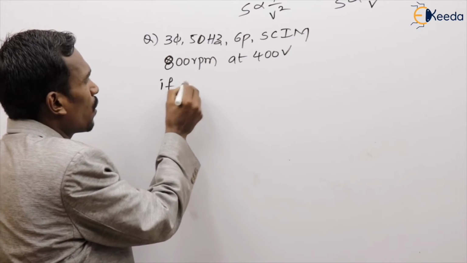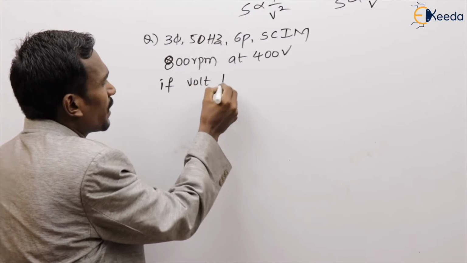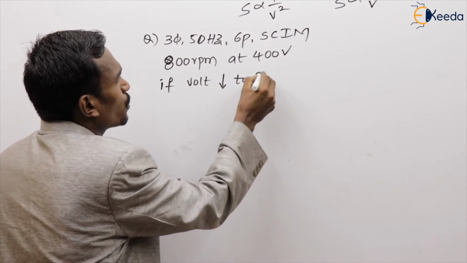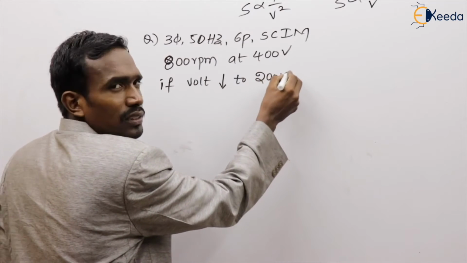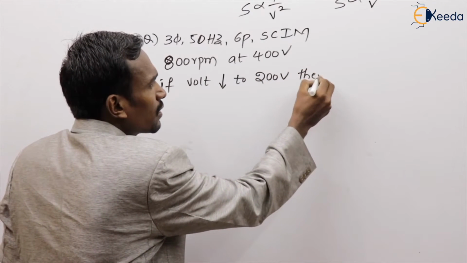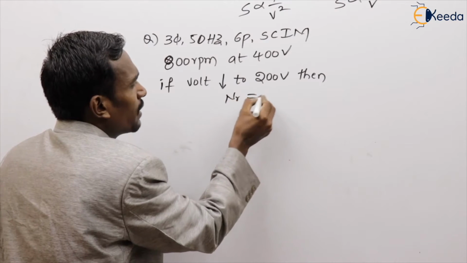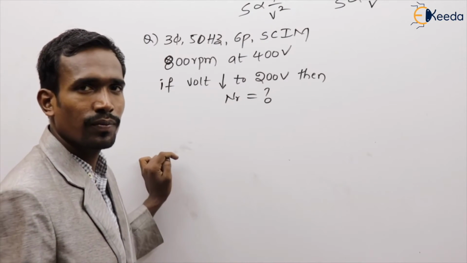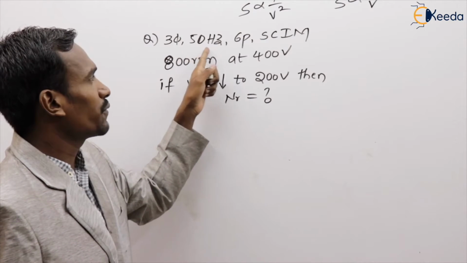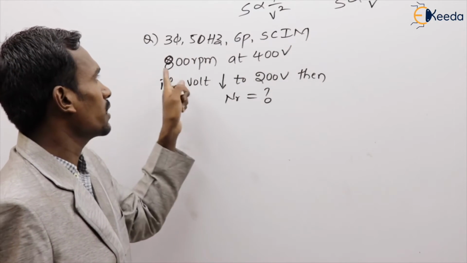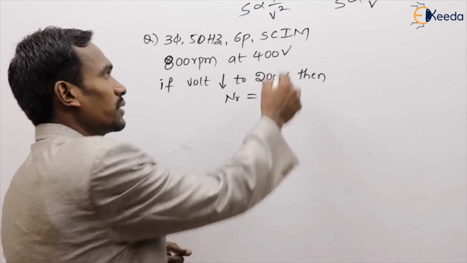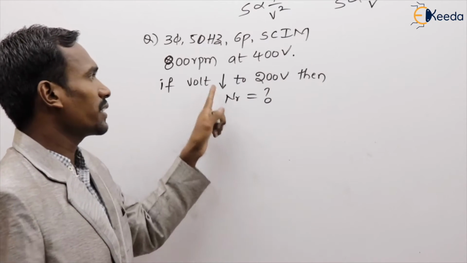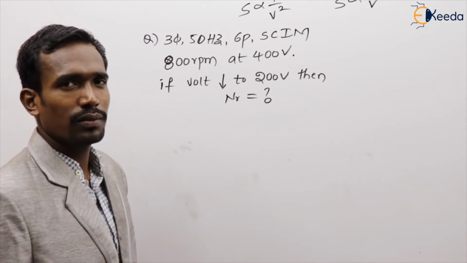If the voltage is reduced to 200 volts, then the rotor speed is equal to what? Very simple question. A three-phase, 50 Hz, 6-pole squirrel cage induction machine, 800 rpm at 400 volts. If voltage is reduced to 200 volts, then what is the speed?